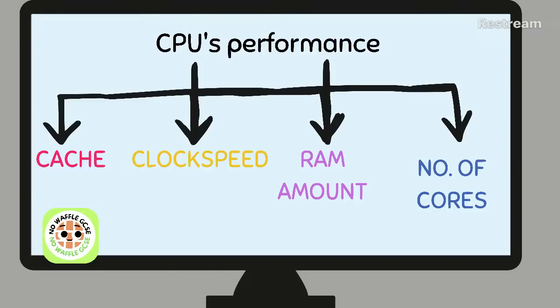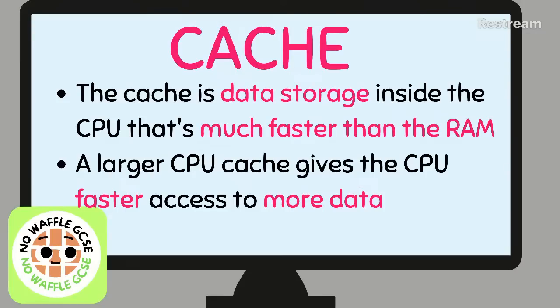Okay, so these are the four things that impact the CPU's performance. So let's start with looking at the cache. Now, as we said, the cache is data storage inside the CPU that has much faster access speeds than the RAM. So a larger CPU cache gives the CPU faster access to more data.